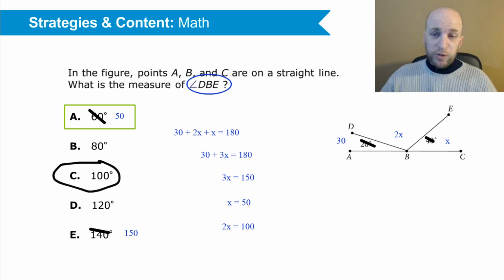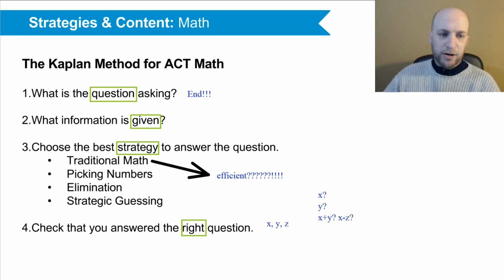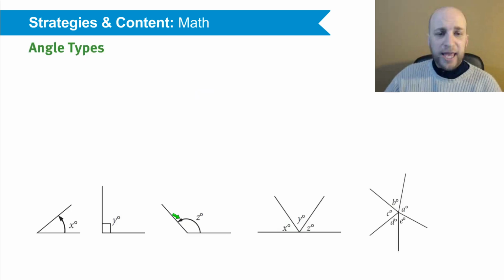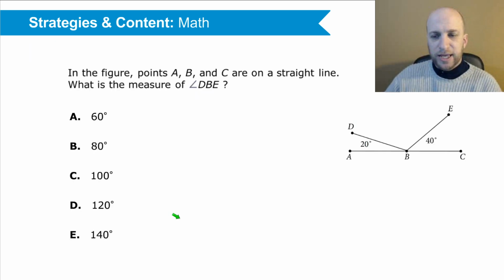So this question right here, this little modification I threw at us, and especially that last little step there with the 2x, is something I mentioned in the last step of our Kaplan method here. Did you solve for the right question? What was the right question? It was that angle. What did that angle represent? That angle represented DB.